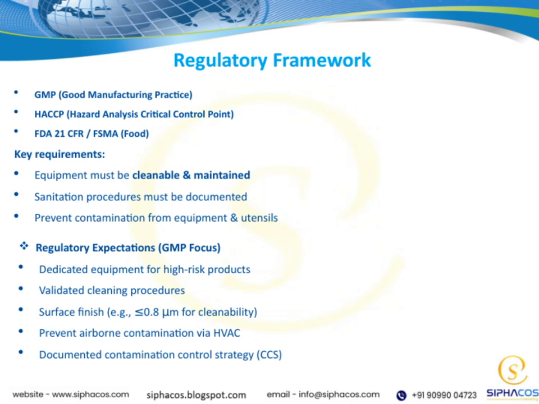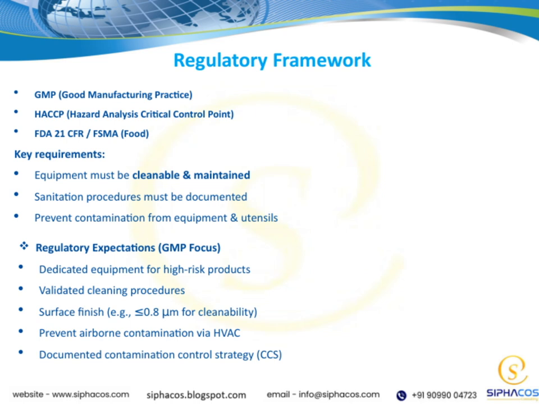Surface finish also plays a role. For example, a finish of 0.8 micrometers or better improves cleanability and reduces contamination risks. Controlling airborne contamination is another critical aspect, which is managed through properly designed HVAC systems. These systems help maintain a controlled environment and prevent particles or microbes from entering the production space. Moreover, having a documented contamination control strategy, or CCS, is vital. It shows that your team has a clear plan to manage contamination risks proactively.